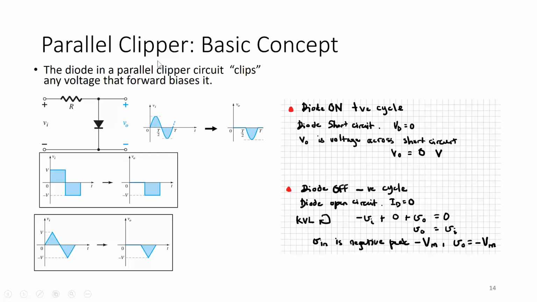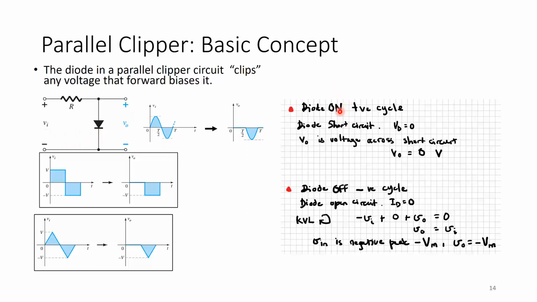So the diode in a parallel clipper circuit is just the same as it was in our previous example, in that it clips any voltage that forward biases it. Whether it is a sinusoidal, square wave, or a triangular wave, it does the same, but it would clip different parts of the circuit because the orientation has now changed. The connection has also changed. So now let's consider this circuit. It will be forward biased in the positive cycle, and it will be reverse biased if it is in the negative cycle.